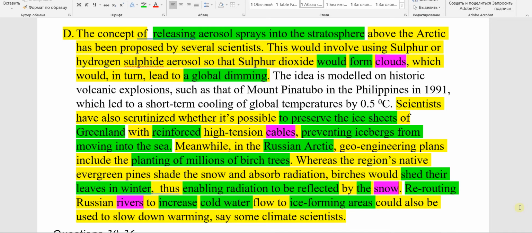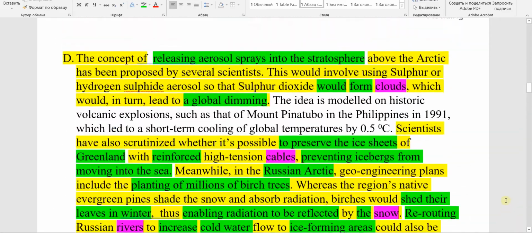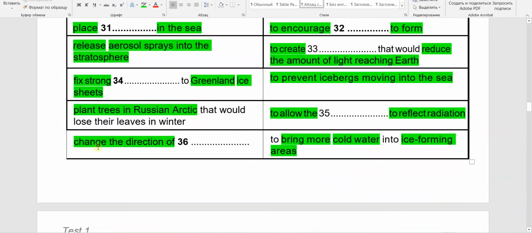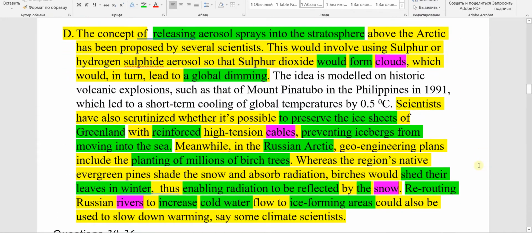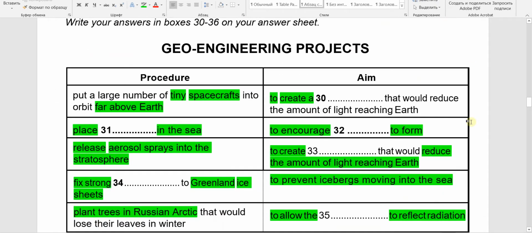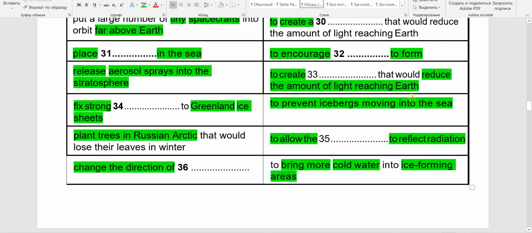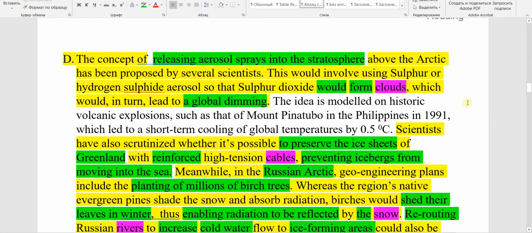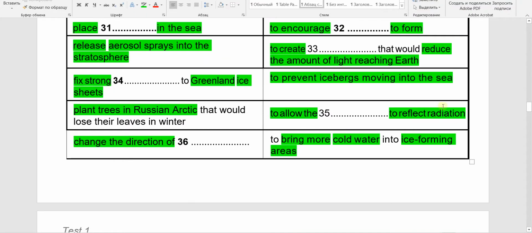So as you have seen, obviously, clouds is our correct word, which we need to put in our gaps. Here it is, releasing aerosol sprays into the stratosphere. We do have create, a synonym of create, to create, guys. Would form clouds is our word. Reduce amount of light reaching earth, this is a global dimming.